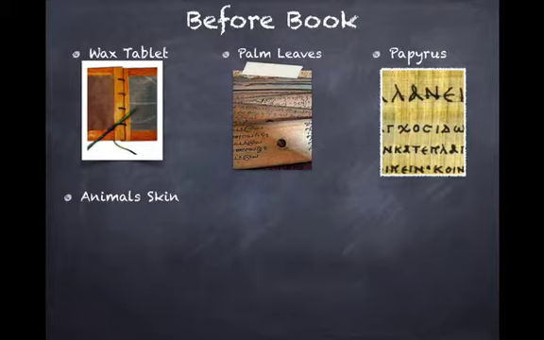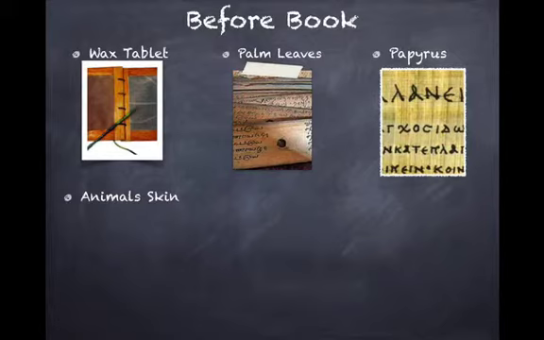Then they use black smoke to make the writing more clear. Then they bind the leaves to make a book.